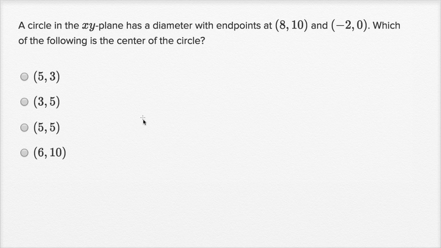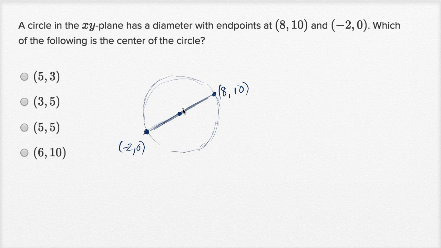If you have some circle in the xy plane, so this is my best attempt at drawing a circle, and if you had two endpoints of a diameter, so let's say that this is a diameter right over here. It looks something like this. So let's say that's our diameter right over there, and if this point was the point negative 2, 0, and this was the point 8, 10, what would be the coordinates of the center of the circle?